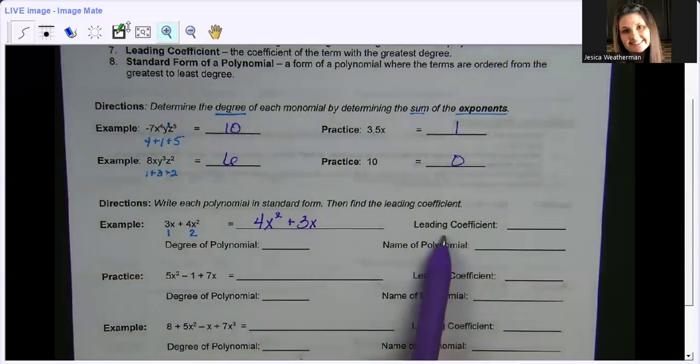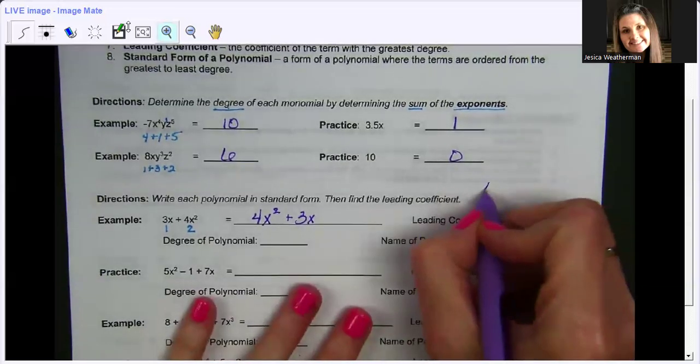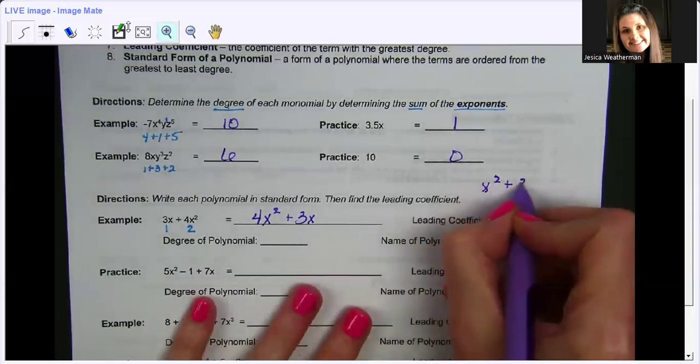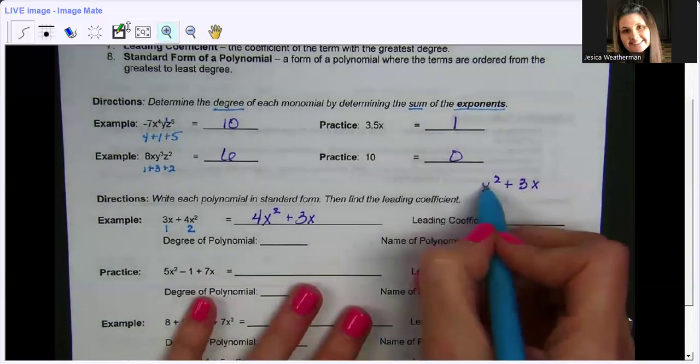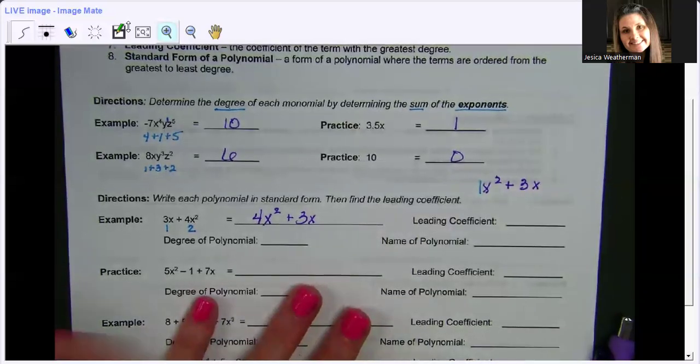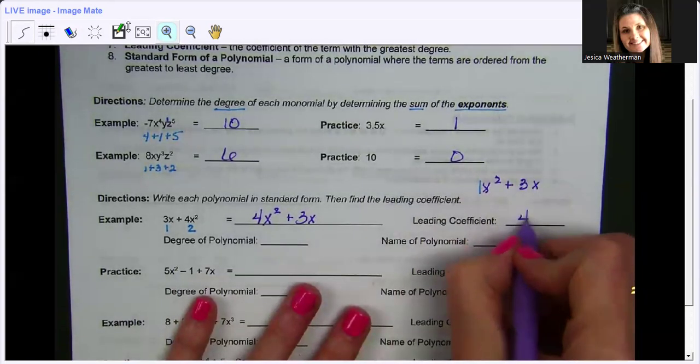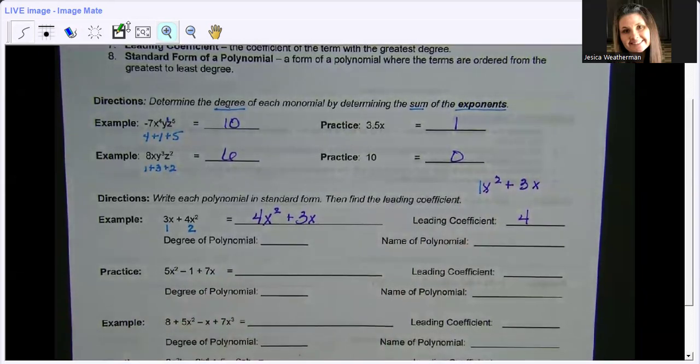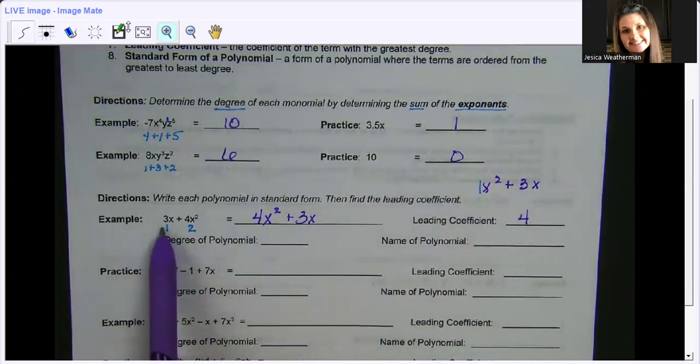My leading coefficient is the first number in the first term. If there was not a number in the first term, so for example, if I had x squared plus 3x, my leading coefficient is 1. Since I have a number in the first term, my leading coefficient would be 4. So make sure that you put your polynomial in standard form before you determine the leading coefficient, because if you don't, you would think that the leading coefficient here was 3.